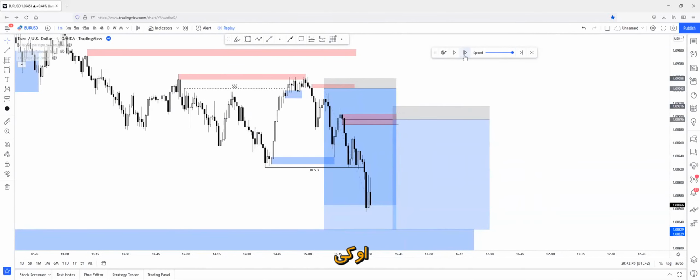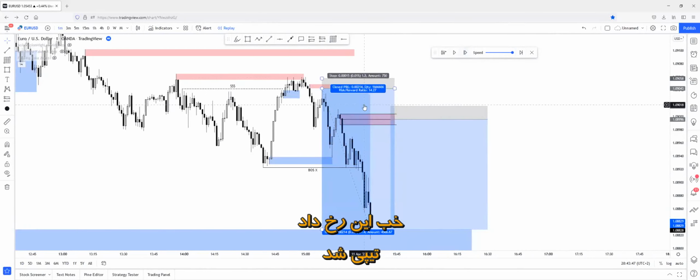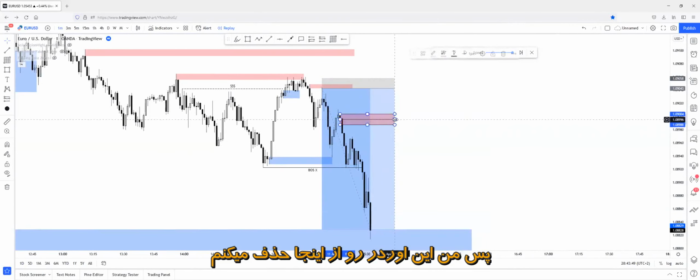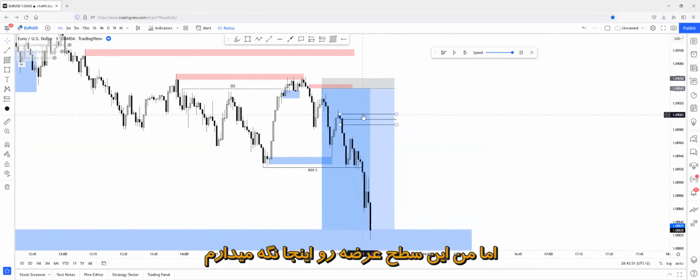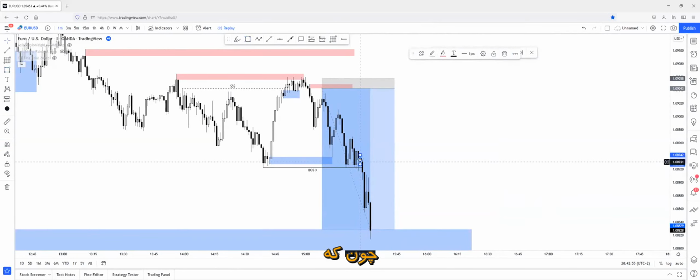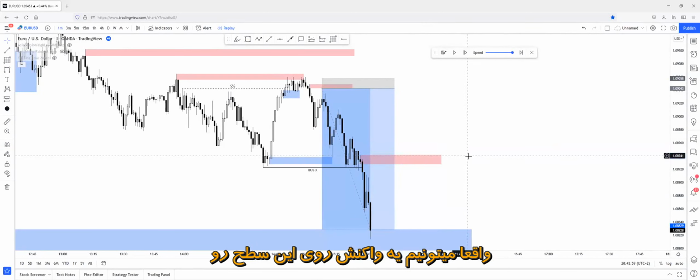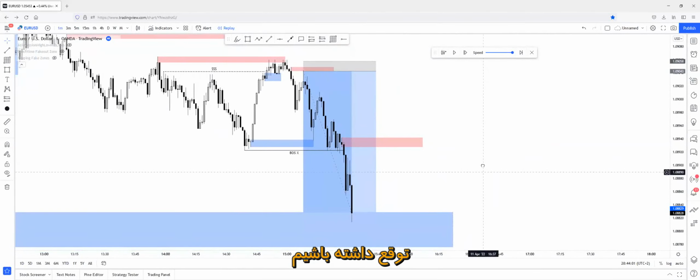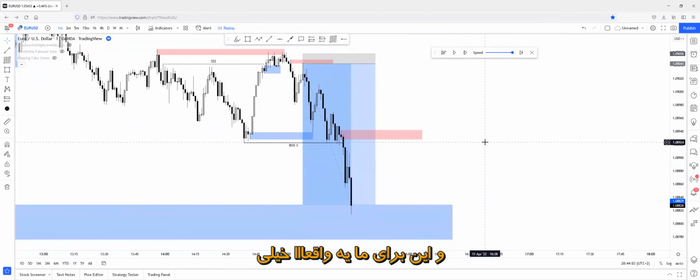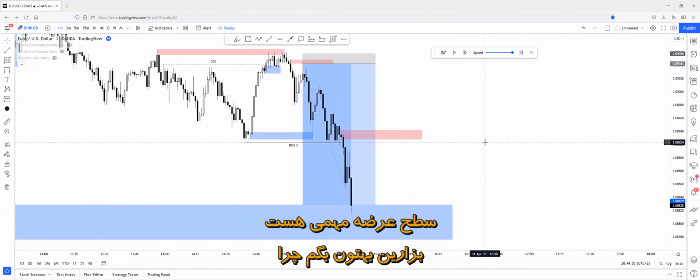Okay. Tap has happened. So I will remove this order from here, but I will still keep this supply zone right here because it has caused the less recent break of structure, and we could expect a reaction on this supply zone. We could actually expect a reaction on this supply zone, and this is a really, really strong supply zone for us. Let me just tell you why.